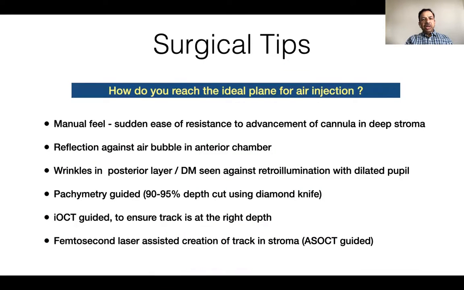How do you reach the ideal plane? When you're introducing the cannula, you may suddenly feel an ease of resistance as you are advancing the cannula, which tells you that you are in the right plane. You can look at the tip of the cannula against the air bubble in the anterior chamber and look at the dark shadow between the tip of your cannula and the air bubble. If you keep your pupil dilated, then in retroillumination, you can look at the wrinkles in the posterior layer or Descemet's membrane.